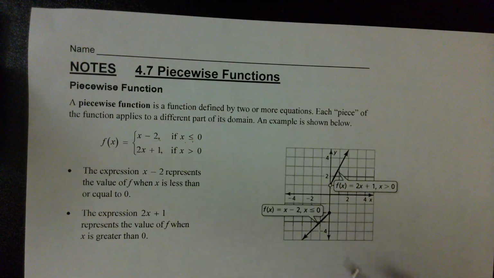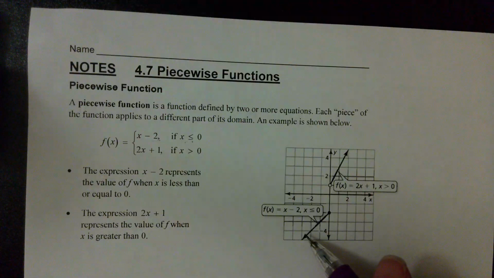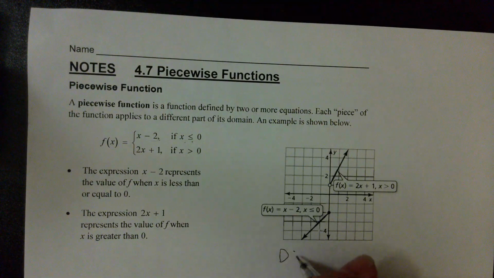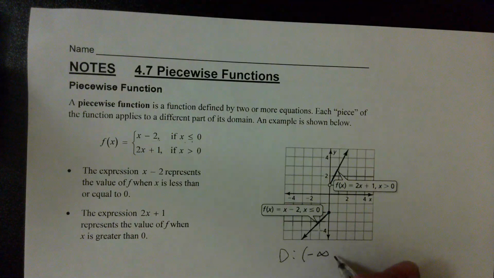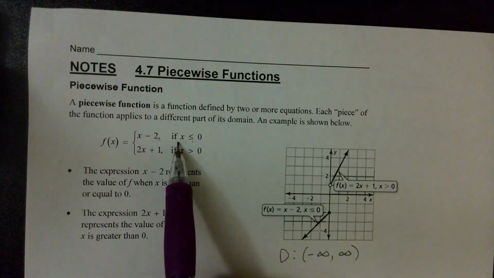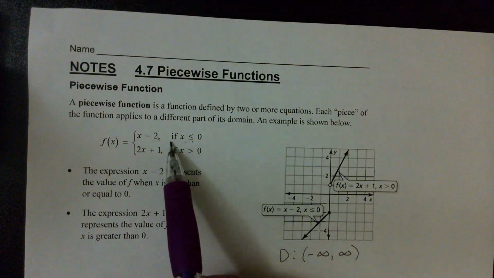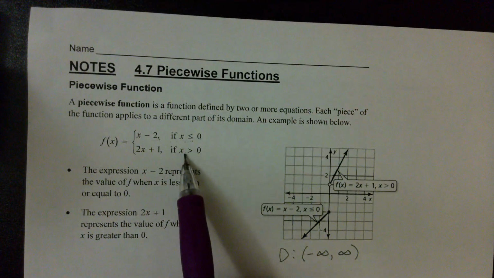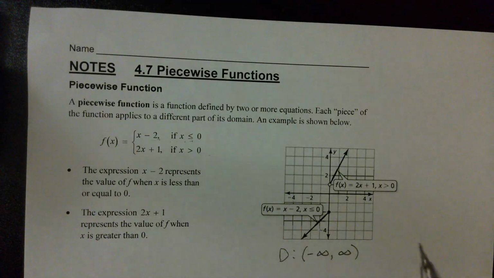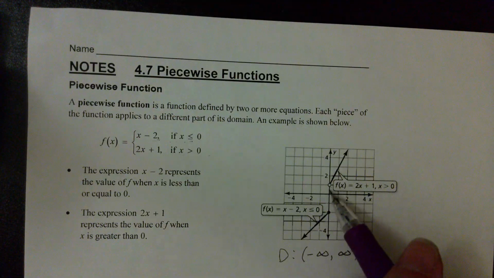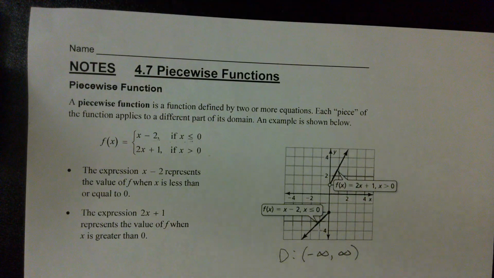Okay, and so also if you notice here, this is sometimes a little strange to people, but our domain is all real numbers, because we have this first piece evaluated for negative infinity up to and including 0, and we have this second piece for when x is greater than 0. So every x value has a point that corresponds to it on our function.